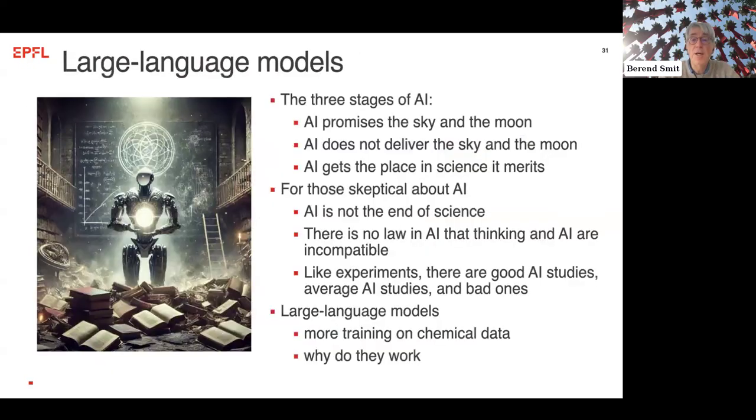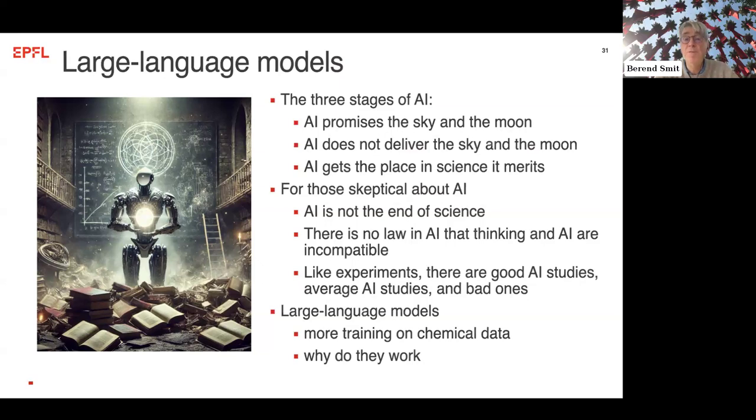So this is the last slide of my presentation, and this is just some personal thoughts. Can you say AI is important? I think it's very important for chemistry, but we are now at the stage where AI is promising the sky and the moon. Everything can be solved with AI at the moment, and everybody wants to do AI. Then people will realize that we won't be able to deliver the sky and the moon with AI, so it will fall down, and it will eventually equilibrate to normal levels.